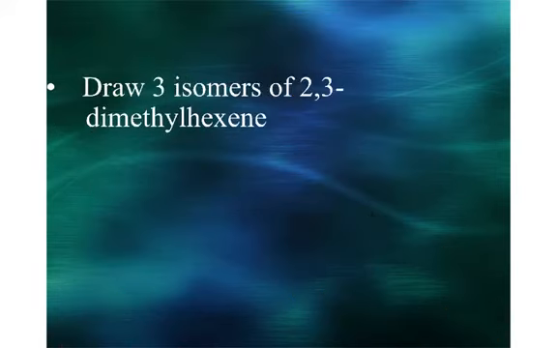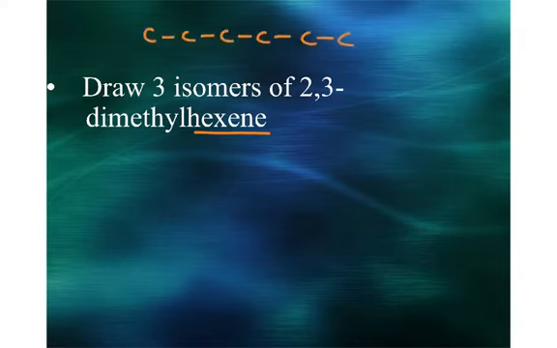Let's try another example. This one is very similar, but it's not giving us a general formula, it's giving us an actual molecule. So it says draw 3 isomers of 2,3-dimethylhexene. Our first job then is going to be to see what the heck 2,3-dimethylhexene looks like. So let's draw this out. Starting with my parent chain, I've got 6 in a row. 1, 2, 3, 4, 5, 6.